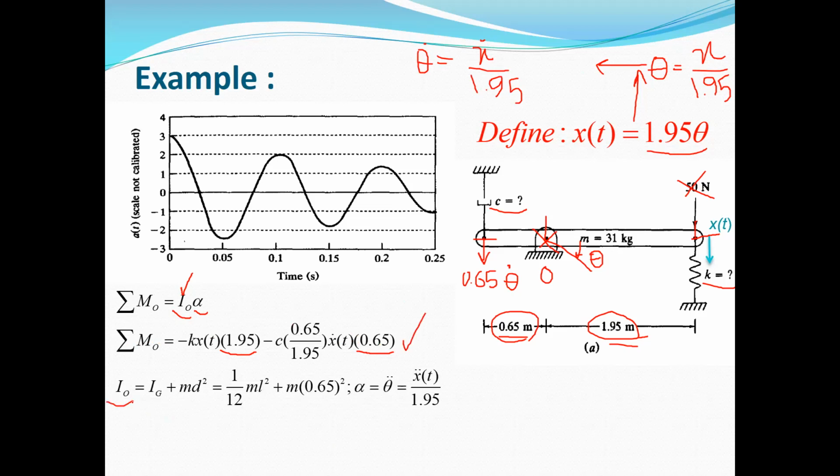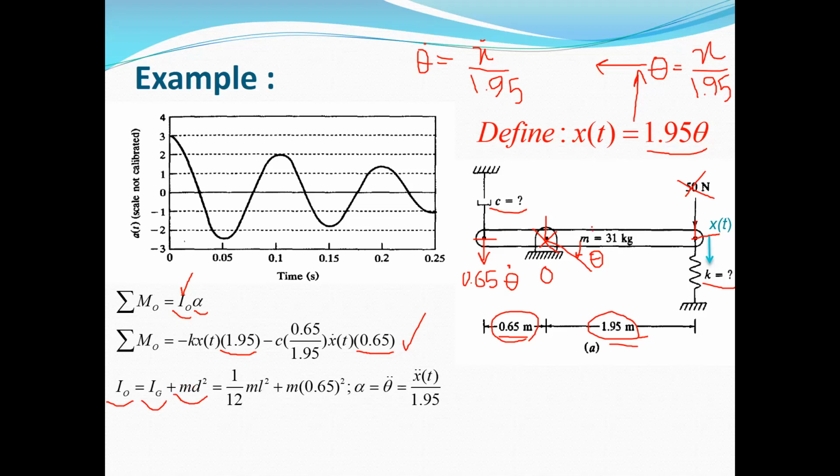And I_O, the mass moment of inertia about point O: again from dynamics, you know that the mass moment of inertia about a fixed point O is equal to the mass moment of inertia about the mass center plus m times d squared, where m is the mass of the system and d is the distance between the mass center and point O.